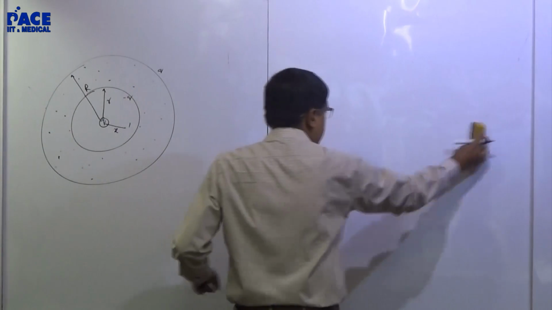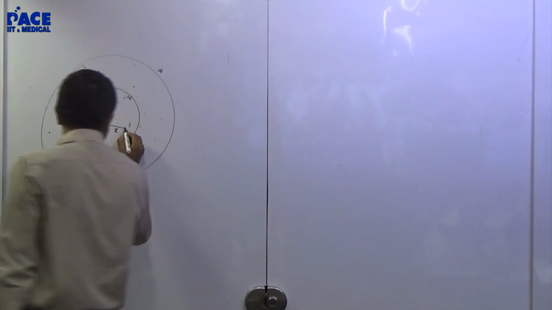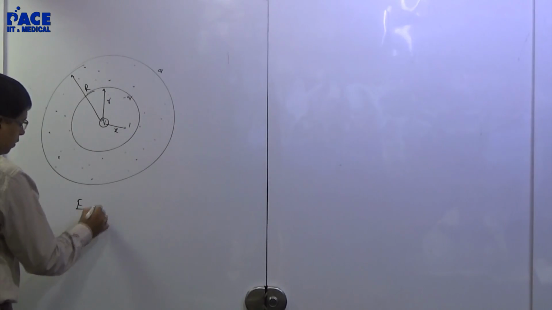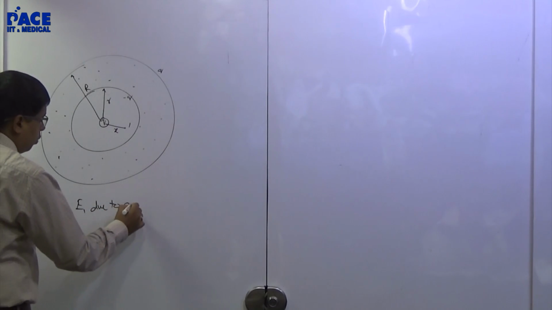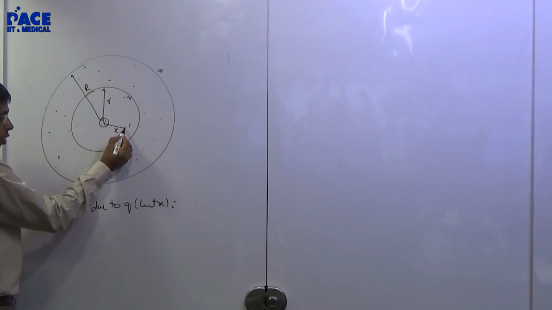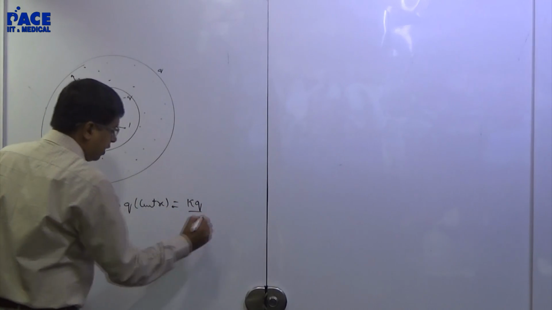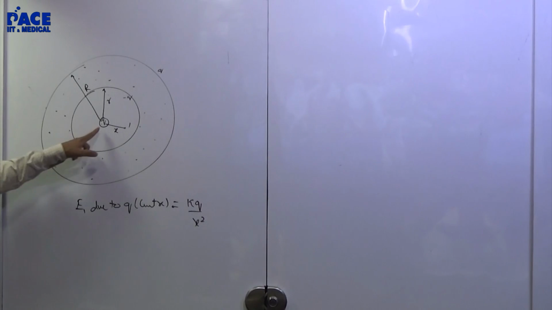Now what will be the field at point 1 due to Q at the center? Because of this Q, what will be the field here? This will be KQ by x square. It's a point charge.